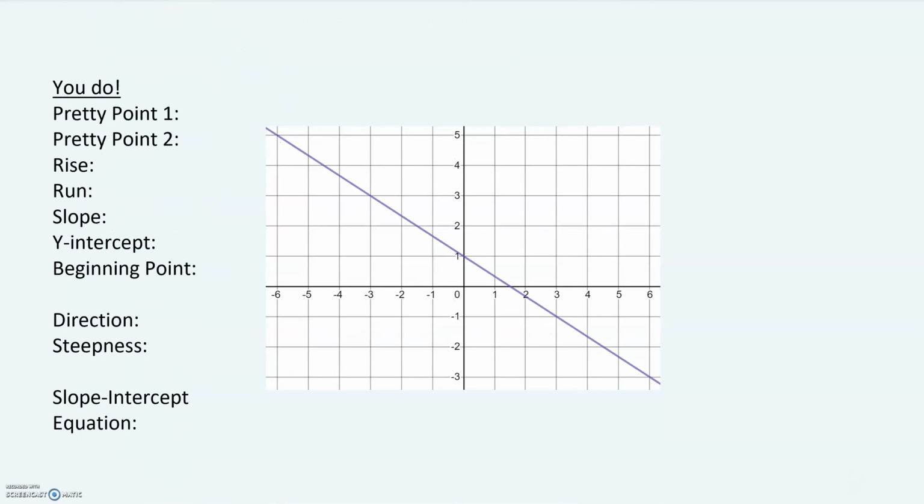So now I want you to go ahead and give it a try. Go ahead and pause this video, try to find all of that information, and then write down your slope-intercept equation.